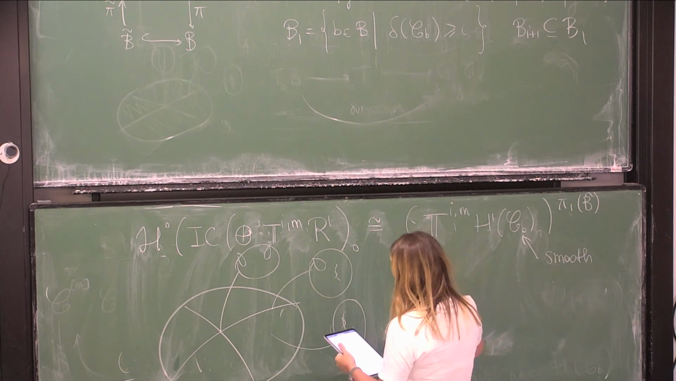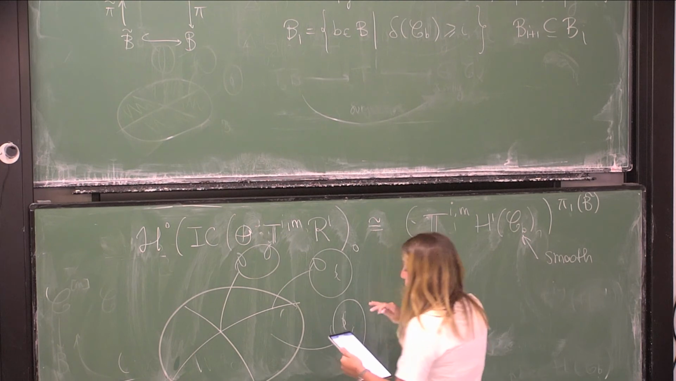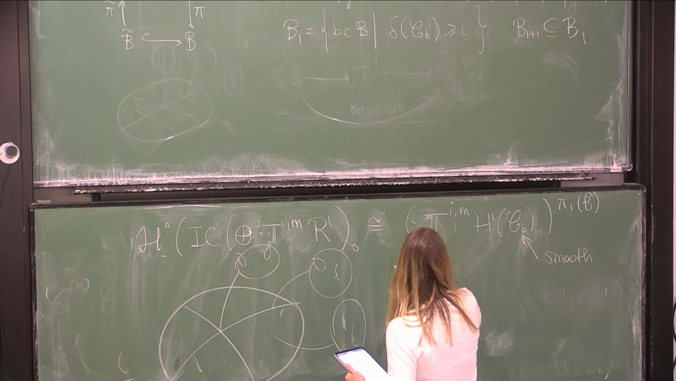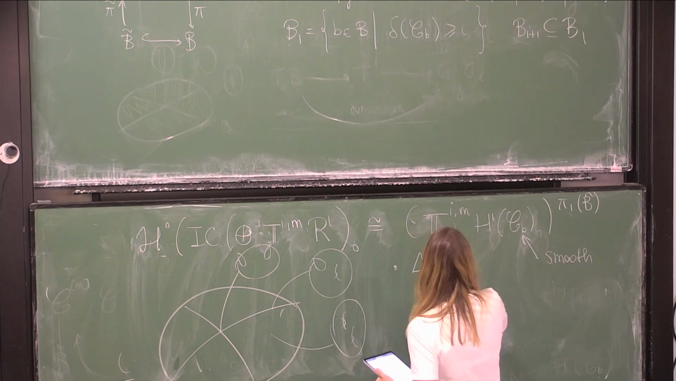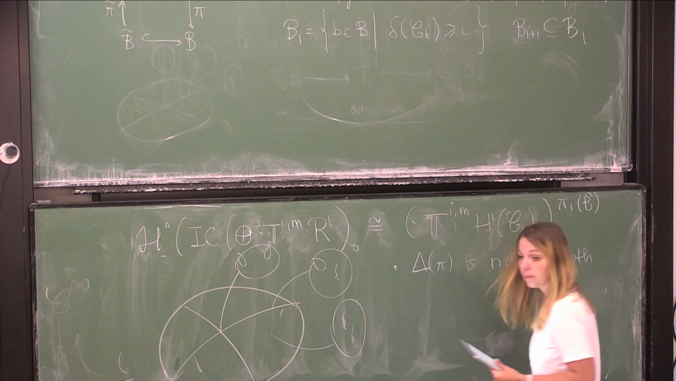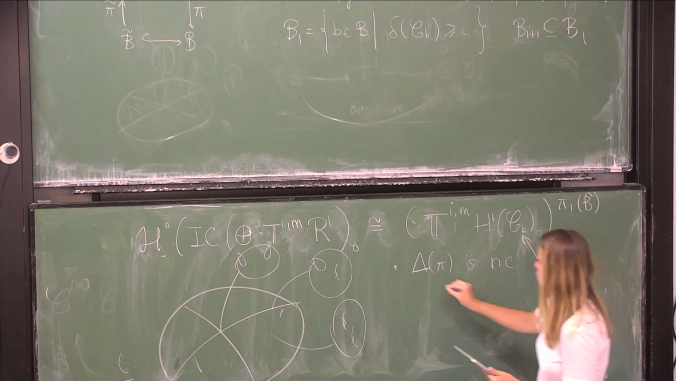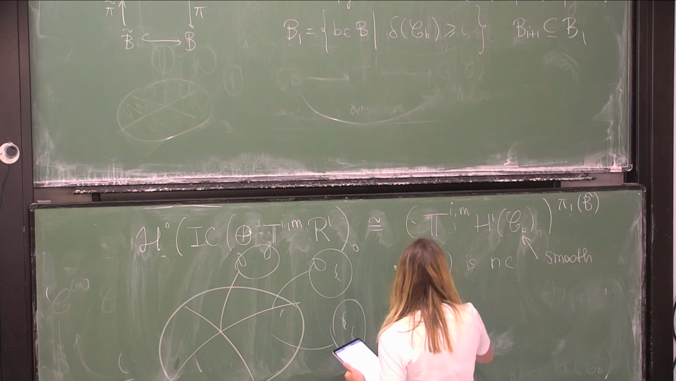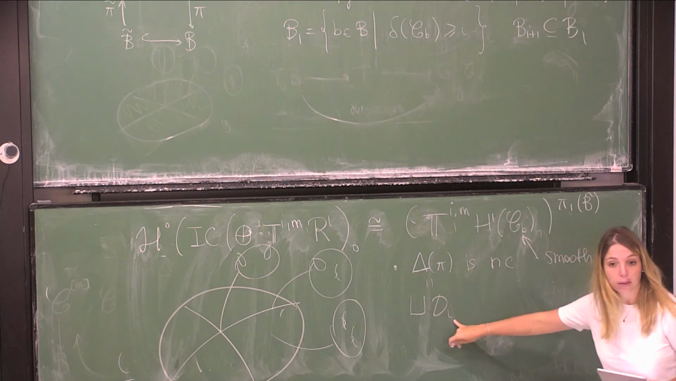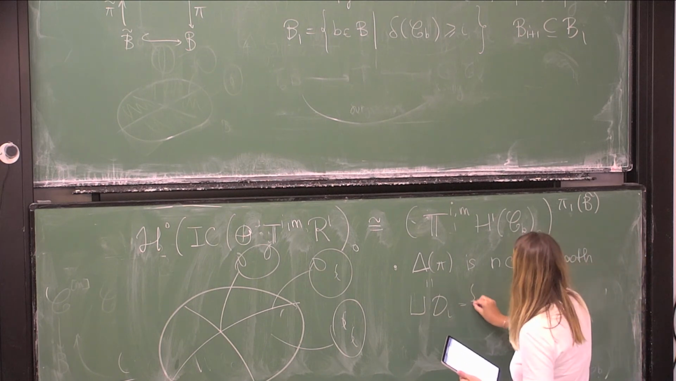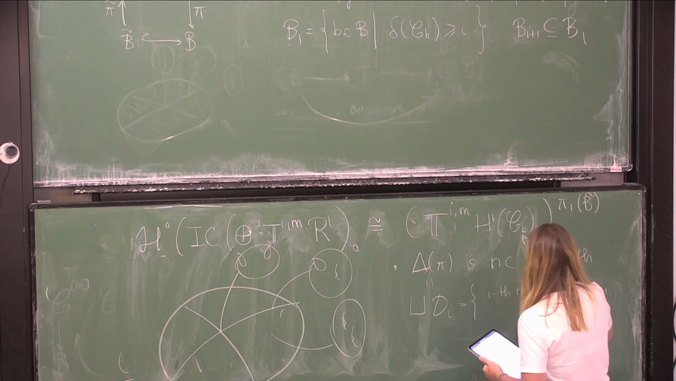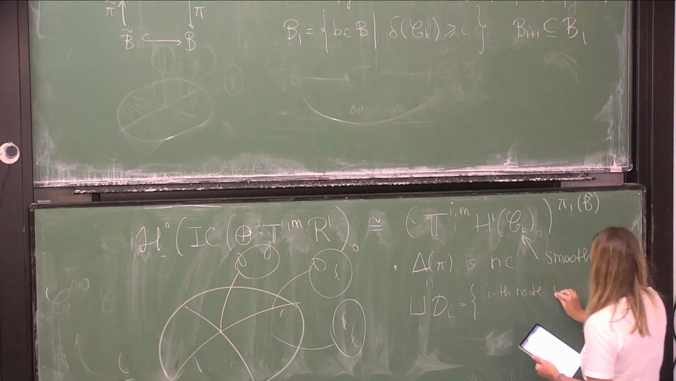So the idea is the following then. Up to shrinking B, I can always suppose that the discriminant is a normal crossing divisor. And it can be written as a union of some D_i, where D_i is the locus where the i-th node, remember that now we have a family of nodal curves, is preserved.